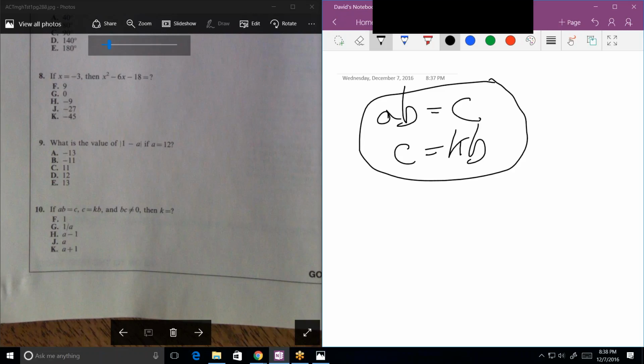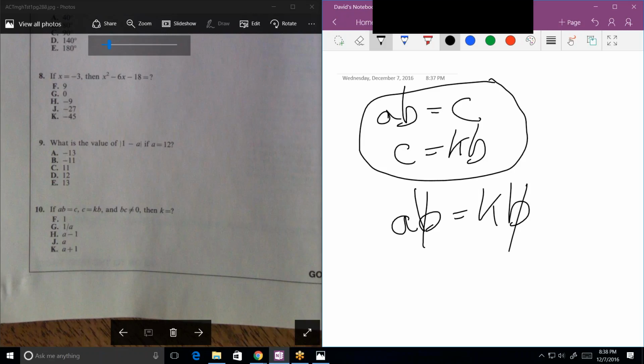Well, if AB equals C, AB also equals KB. There you go. If they're both equal to C, then they're equal to one another. And now solve for K. So subtract B from, not subtract, divide. Right. And so K ends up being equal to A.